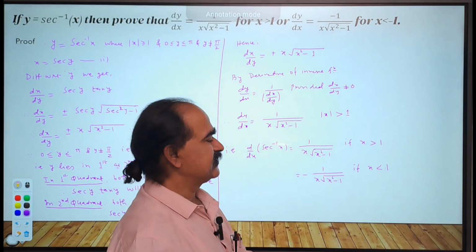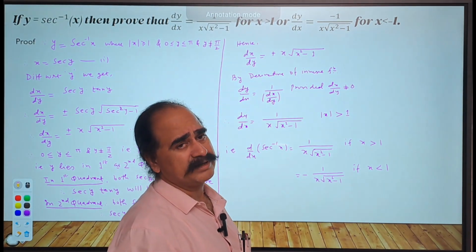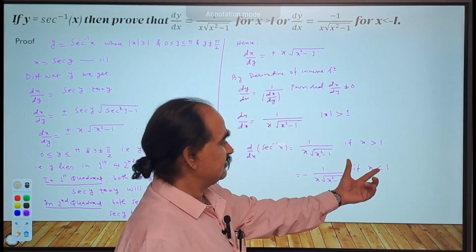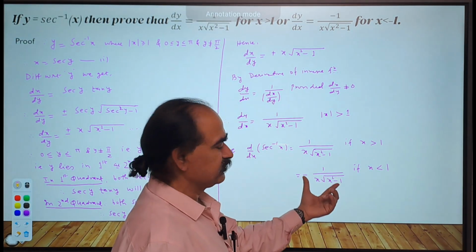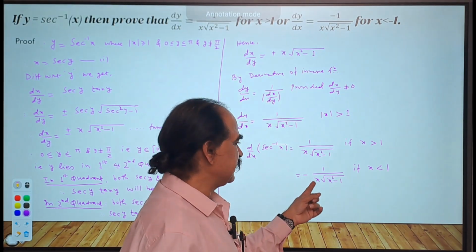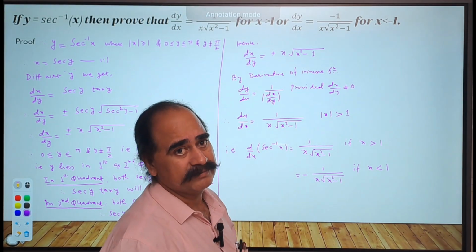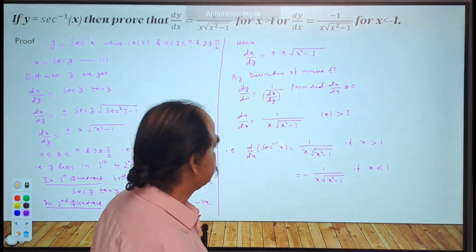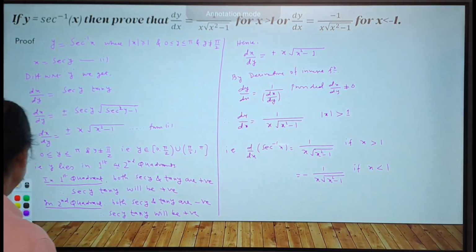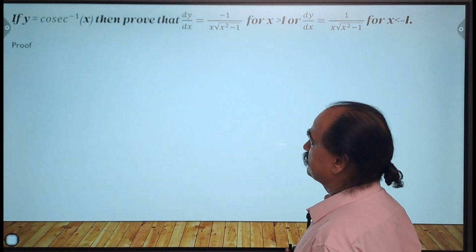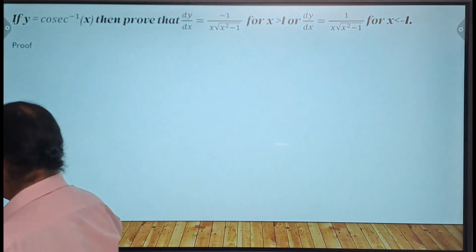because modulus x greater than 1 means either x is greater than 1 or x is less than minus 1. So whenever x is less than minus 1, the value of the root term is positive, so x must be negative. If x is negative, then negative of negative will make positive. So we have to take care of this. Last derivation is cosec inverse x.